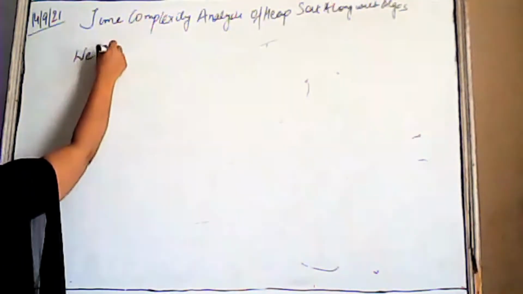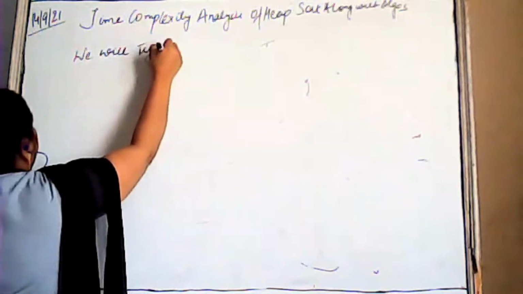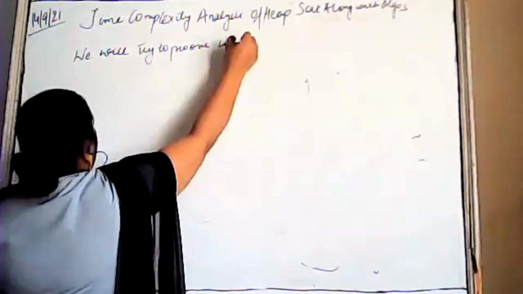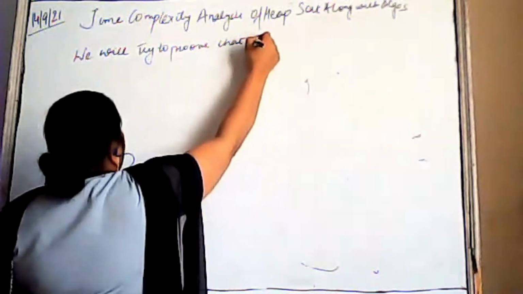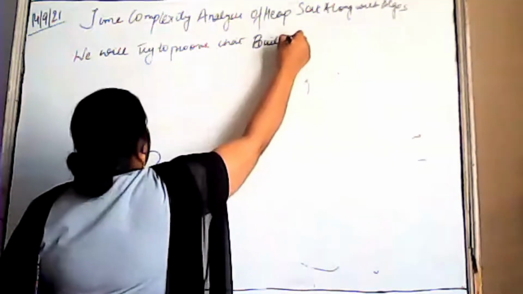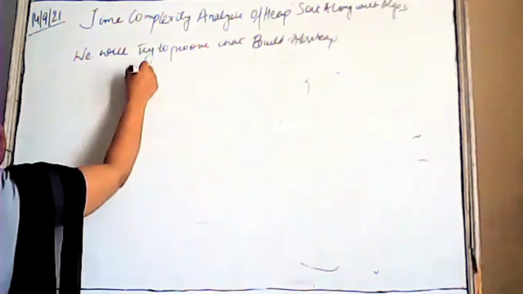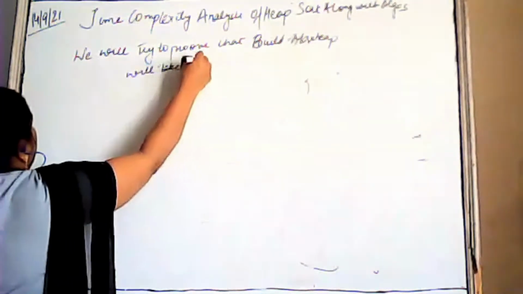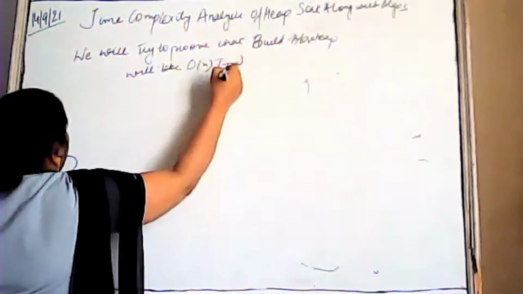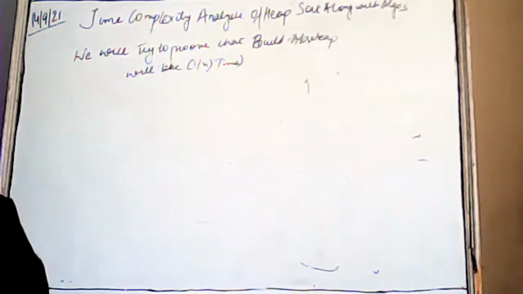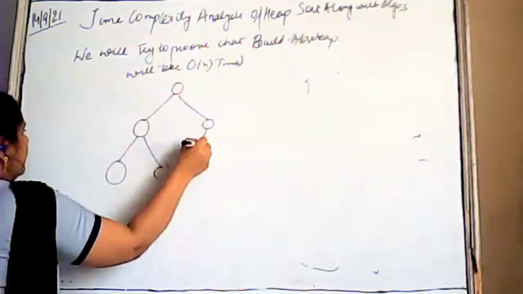We will try to prove that build heap will take order of n time only. Because we have just shown that it is taking order of n log n time, but now I will tell you how it is taking only order of n time. For that, suppose this is a tree which is given to us.